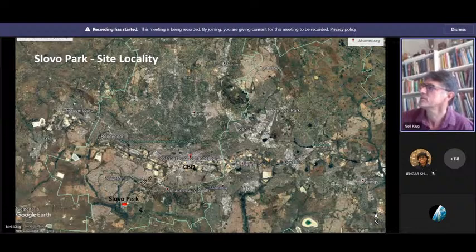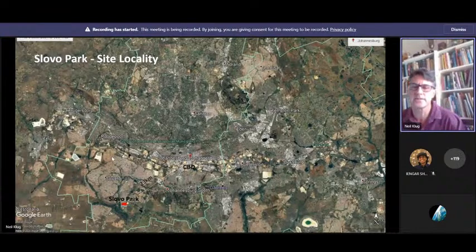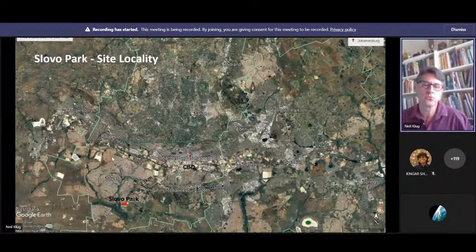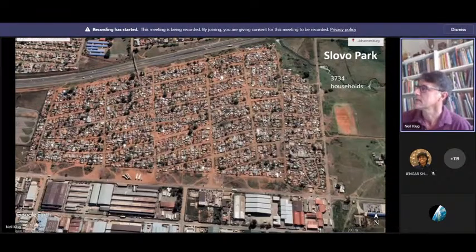Tembisa, you can see the urban form on the aerial photograph, the very dense horizontal urban form of Alexandra, Tembisa, Soweto. These are the huge, previously exclusively black areas in terms of the group areas under apartheid. So Slovo is in the form.